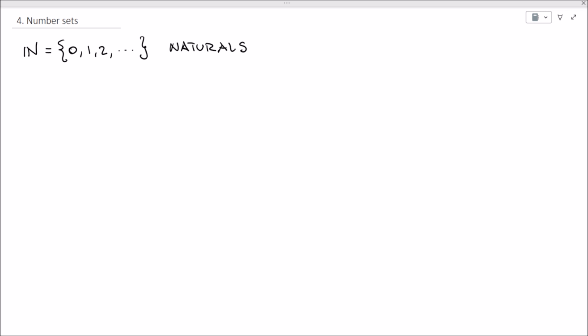The second number set is the set of relative integers, which are basically the natural numbers with a sign, plus or minus 1, plus or minus 2, and so on and so forth. So these are the relative integers.